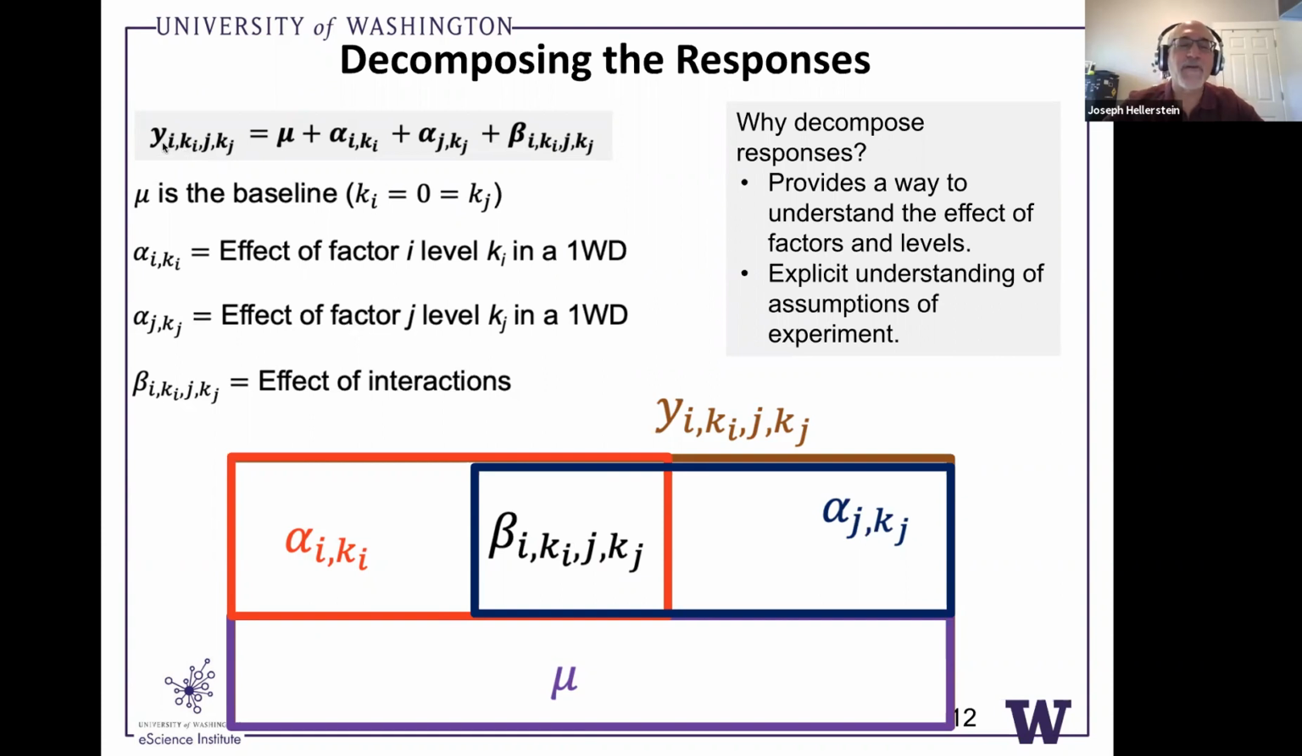I apologize. Look at what I'm pointing to. I'm not speaking so well right now. This is all supposed to add up to the y sub i k_i j k_j. So if this is going to all add up, then if we have the overlap between alpha j and alpha i, then this part had better be negative because we've got to subtract out that effect. And that's what you would see. You would see a negative value here, because these two in summation would otherwise overestimate the y.